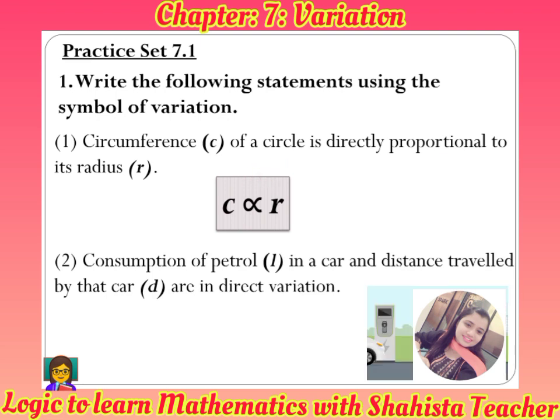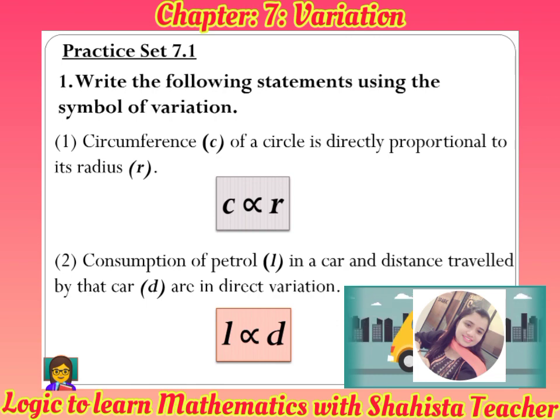C varies R. Question number 2. The consumption of petrol L in a car and the distance traveled by the car D are in direct proportion. So L varies D. This is the symbol for variation. This symbol represents the variation symbol. We only have to show here the symbol of variation. That's it. The letters are given.